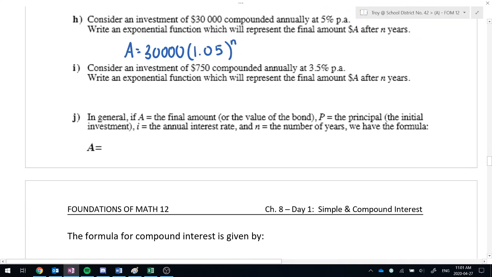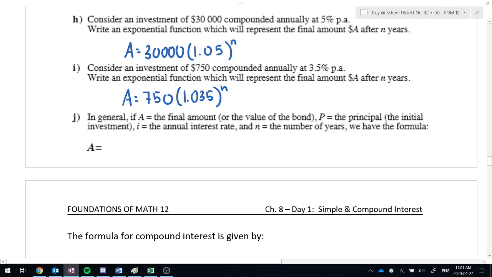Consider an investment of $750 compounded annually at 3.5%. Write an exponential function which will represent the final amount after n years. So same question with some different numbers. Again, it's going to be A equals our P value, our principal amount, 750, times 1 plus our interest rate. Our interest rate is 3.5%. As a decimal, that would be 0.035. So 1 plus 0.035 would just be 1.035. And we let it sit there for n years.